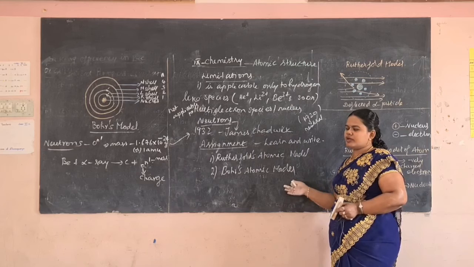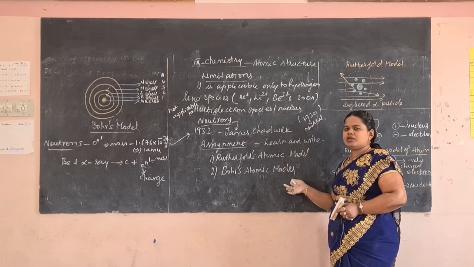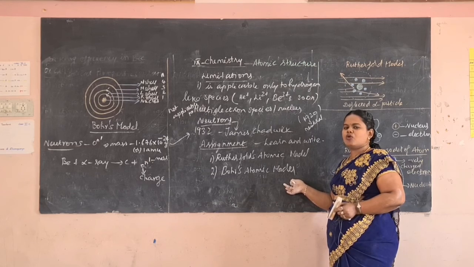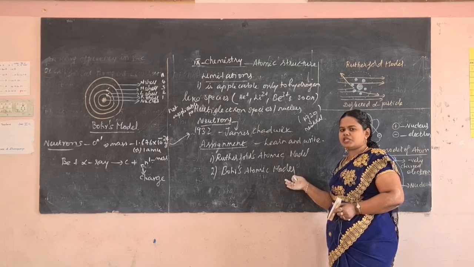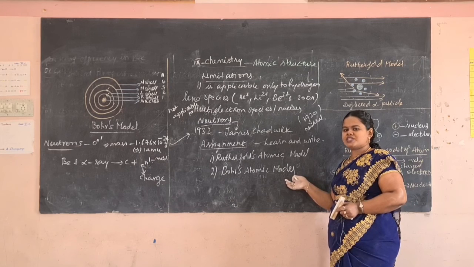So today we have learnt about the discovery of nucleus, Rutherford's atomic model, its limitation, Bohr's atomic model, its limitation, then the discovery of neutron and the properties of neutron.